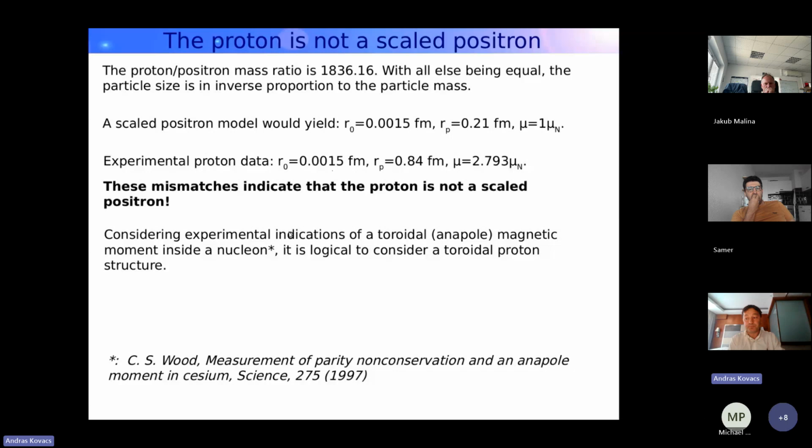And nevertheless, let's try to think what is the minimal change we have to do from the positron model to account for these values. Andreas, yes?